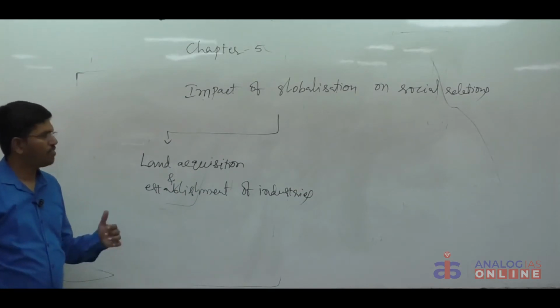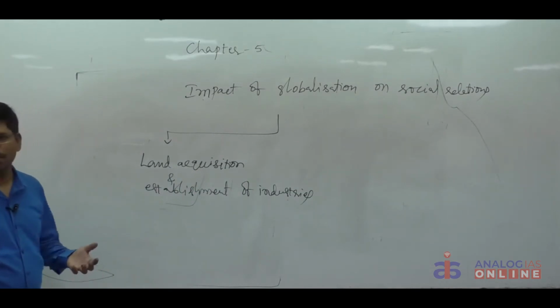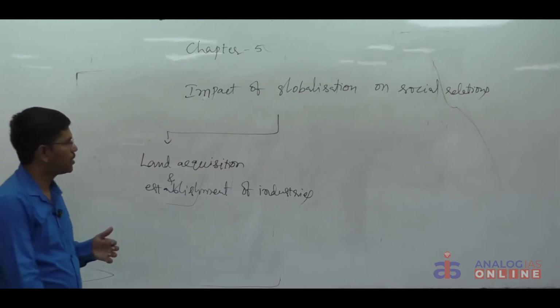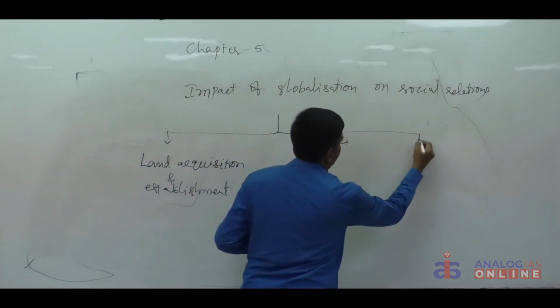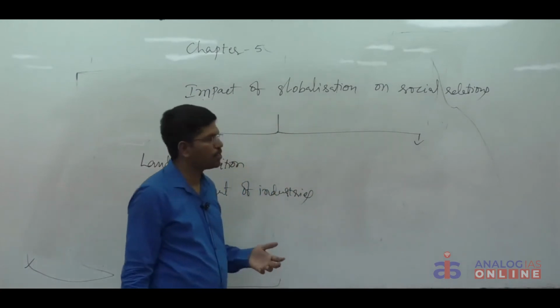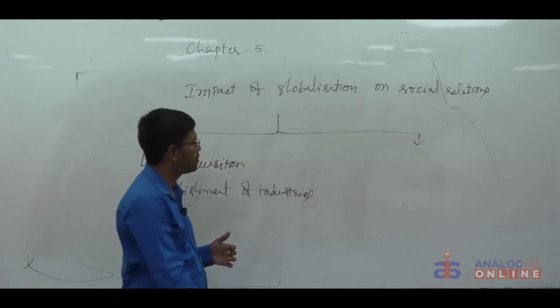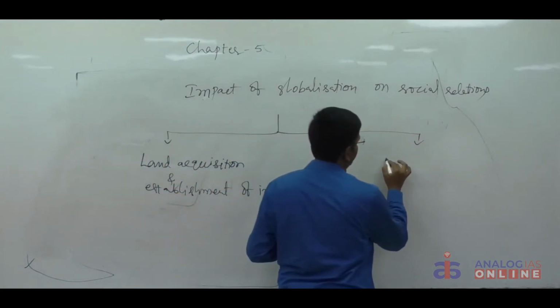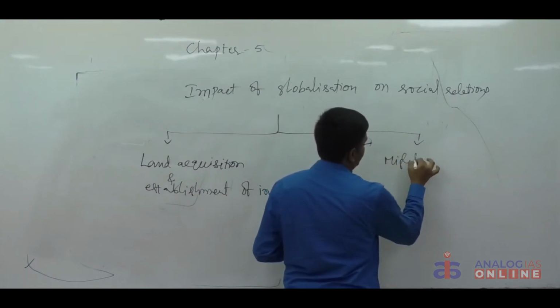And because of the investments by the multinational companies, especially in the IT sector, many rural people started migrating to urban centers. At the same time, people are also migrating to urban centers to work in different industries. Migration to urban centers.